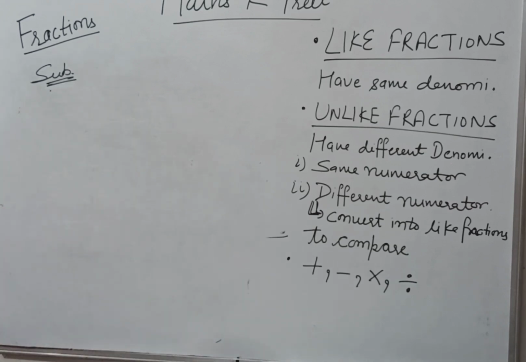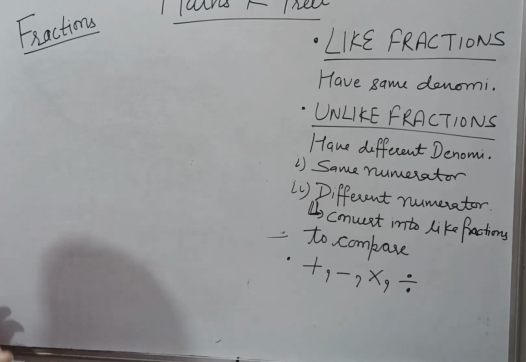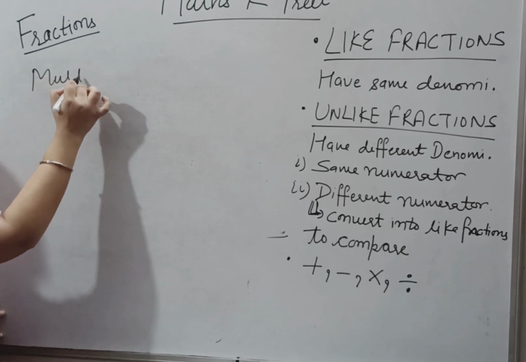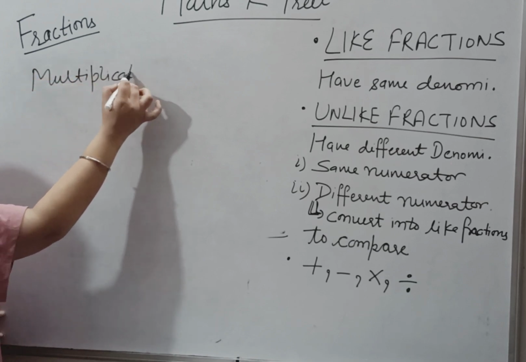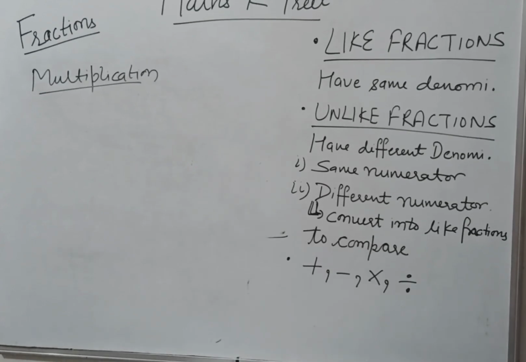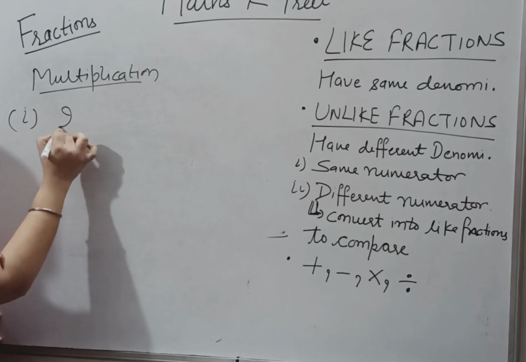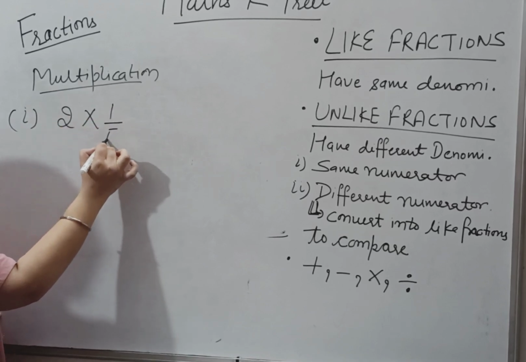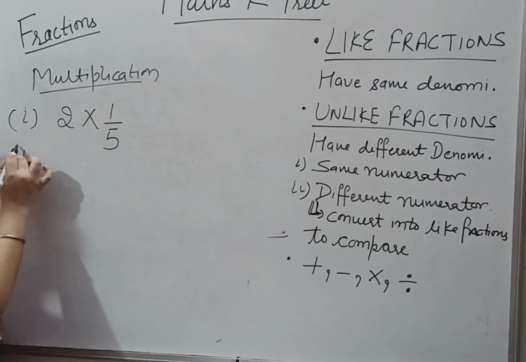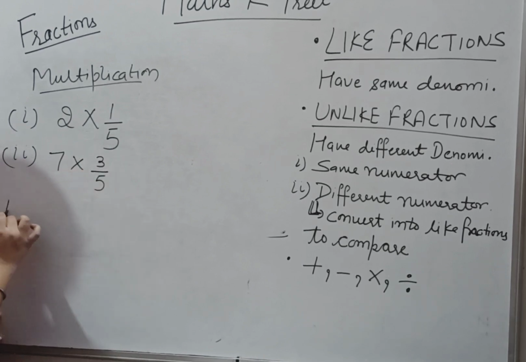The next operation is multiplication. So this was all about addition and subtraction of fractions. Next is multiplication. Very simple, quite easy like addition and subtraction. So how will we do this? First example, when I am multiplying a whole with a part. Second, again a whole with a part.